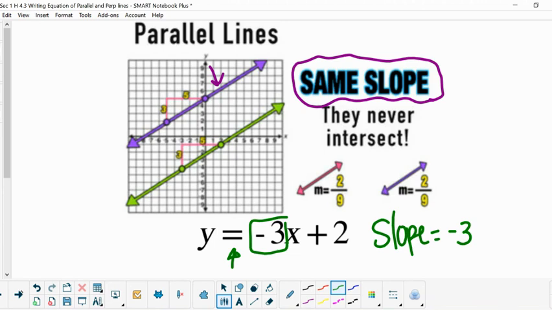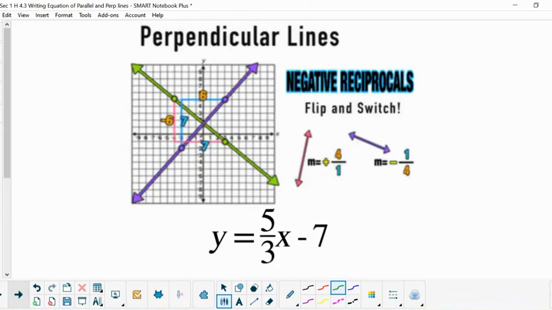But perpendicular, when they cross at exactly 90, their slopes aren't the same. They're what we call negative reciprocals, if you'll underline that. That means they have opposite signs and they're flipped over. So 4 over 1 and negative 1 over 4.